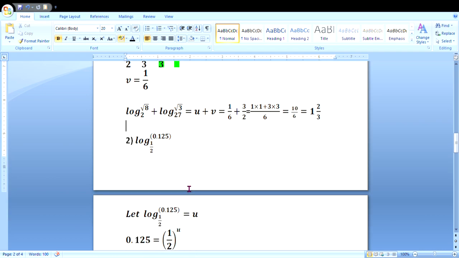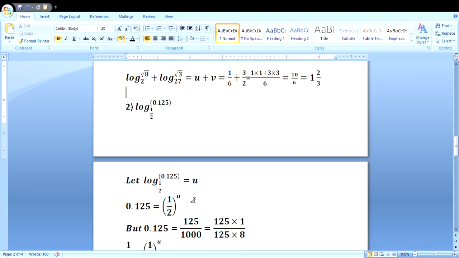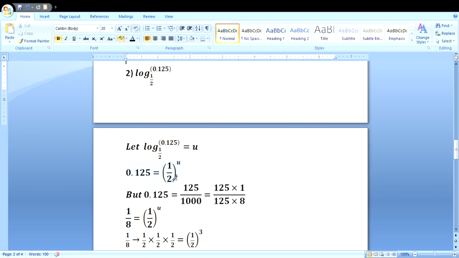0.125 to base half. Here we say let log 0.125 to base half is equal to u, so that 0.125 is equal to half raised to the power of u. That's from definition. So here we have to look at this 0.125. We have to express it in form of a fraction and look for a number so that we accommodate this base here, which is 1 over 2.